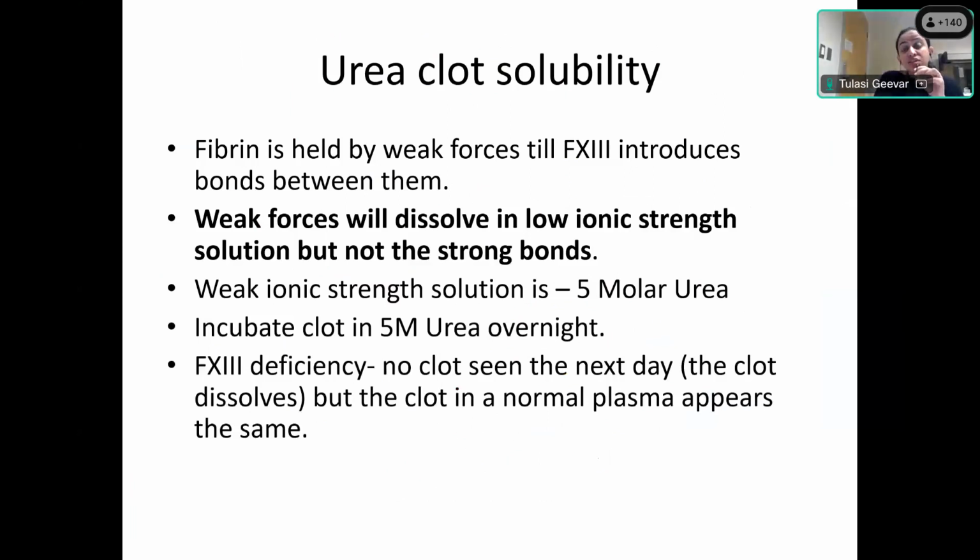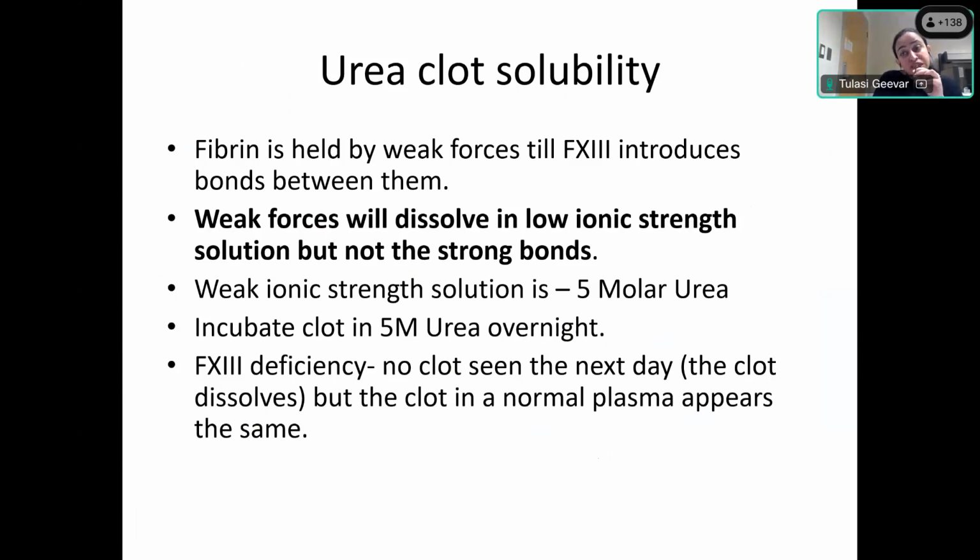Because the clot is weak in a factor 13 deficiency patient, if this clot is put in a weak ionic strength solution like 5 molar urea and kept overnight, if the clot is stable, it will still remain after 24 hours. But if the clot is not stable and there is factor 13 deficiency, the clot will lyse even within 6 or 7 hours.